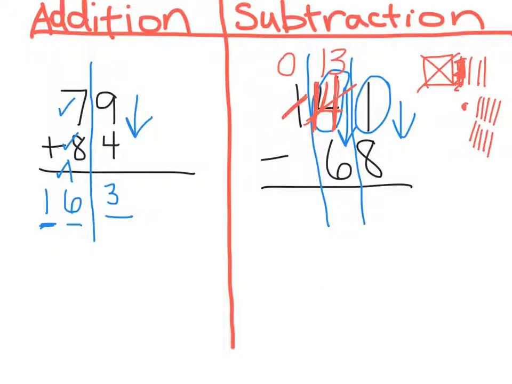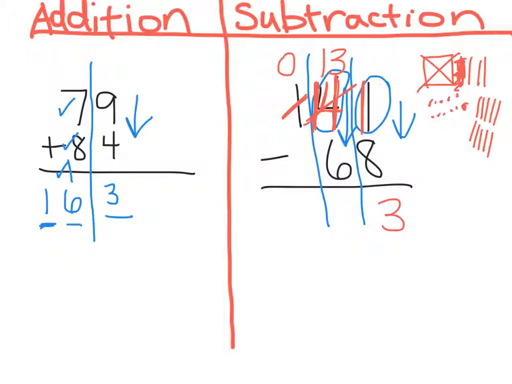But ungrouping that 10 is going to give me 10 more ones. So here we go. 1, 2, 3, 4, 5, 6, 7, 8, 9, 10. So now, with my 1 that I started with, I now have 11 ones to use. So I'm going to subtract 11 ones minus 8 ones. And that's going to leave me with 3 ones.